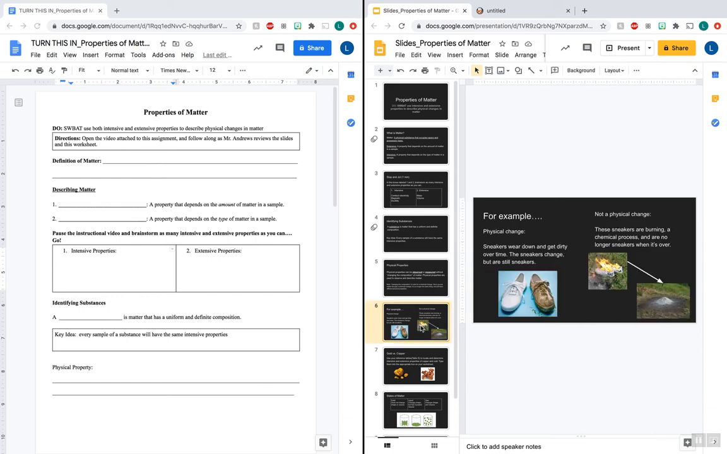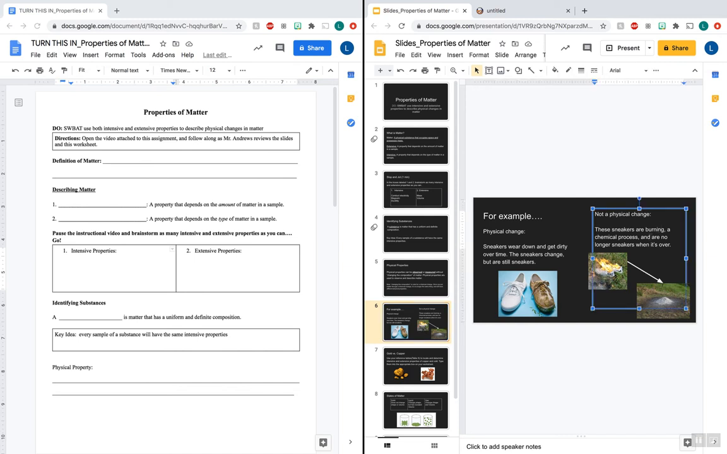For instance, take a physical change, like with sneakers. You get a fresh pair of sneakers. Over time, they wear down, they get dirt from the sidewalk, they get grimy, and while they still serve the same function, they're still a size 11 sneaker, they look different. They've accumulated dirt, they've worn down a little bit. That's a physical change because they're still the same thing.